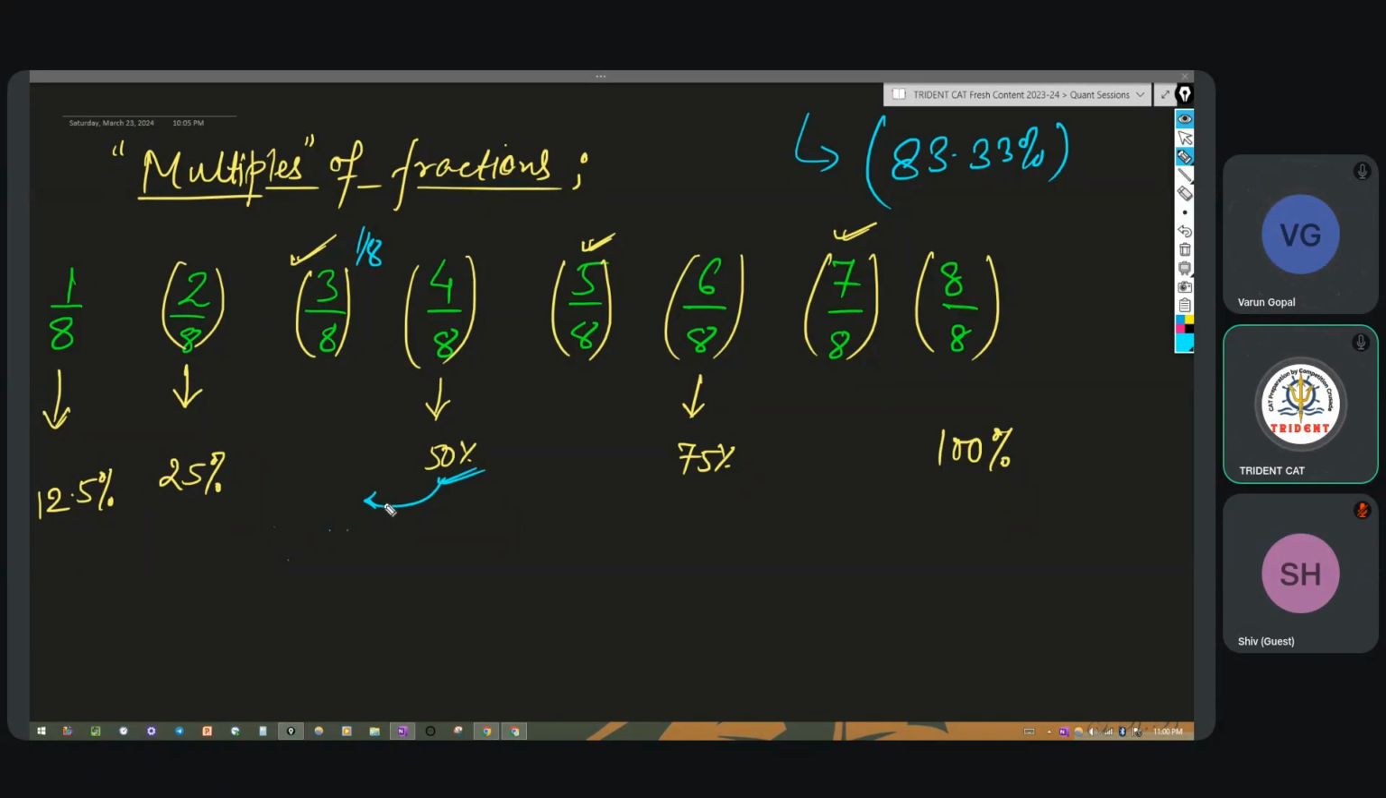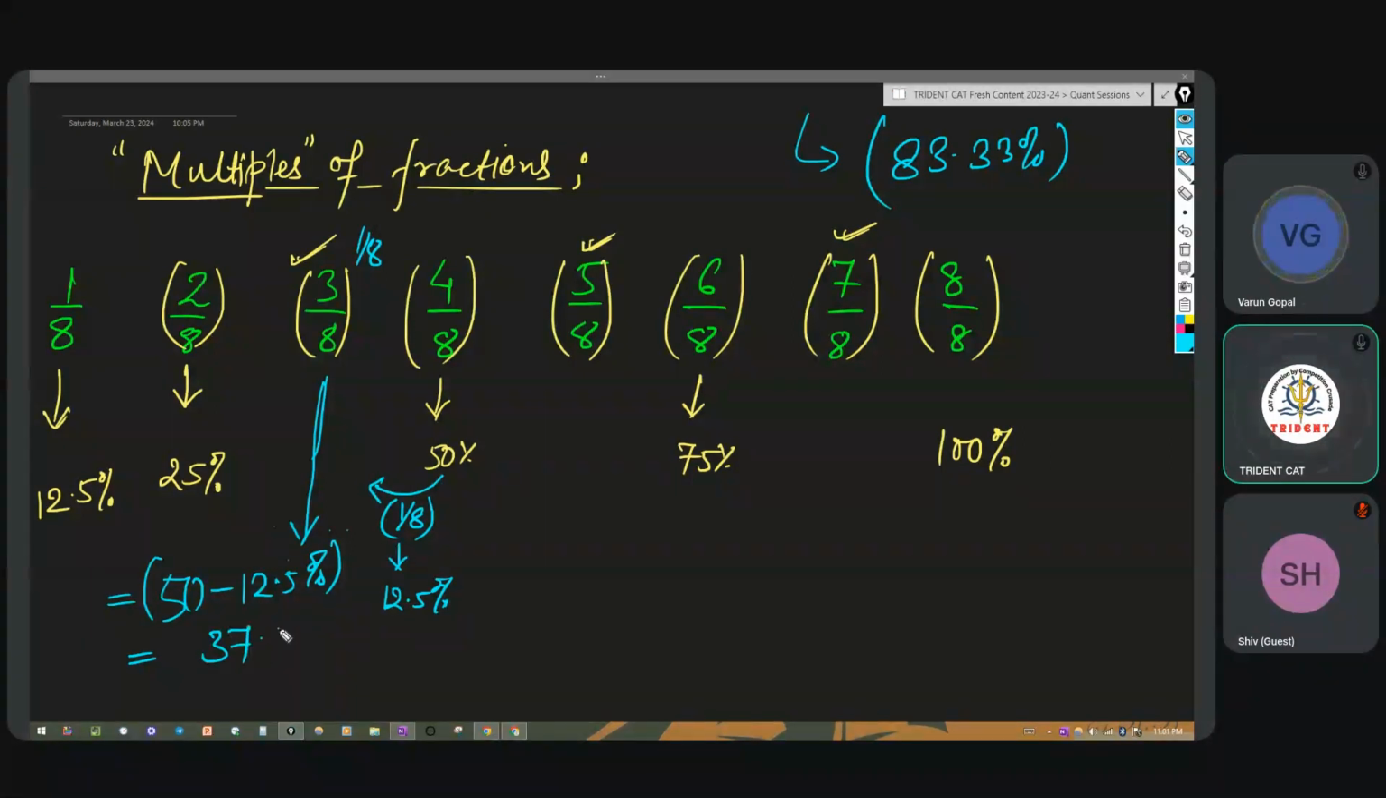So basically, what I'm trying to tell you is that I need to reduce the number, but reduce by how much? So I'm just reducing 1/8. 1/8 is equivalent of what? 12.5%. Makes sense? Yes. So this number is nothing but 50 minus 12.5%. Can you quickly tell me what this number would be? 37.5. Great, great, great. 37.5%.